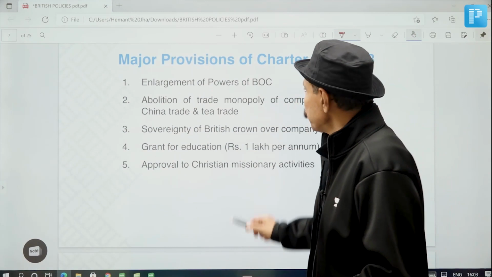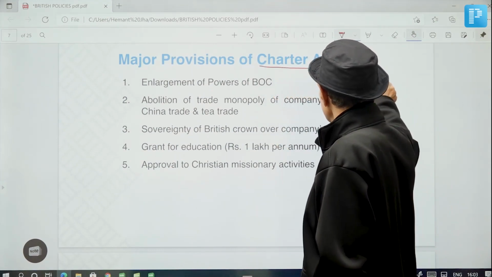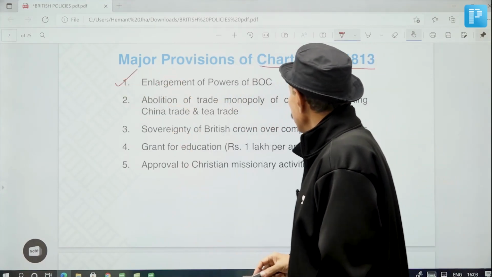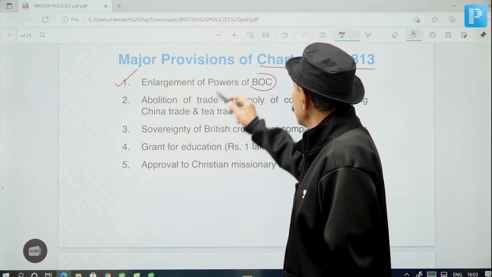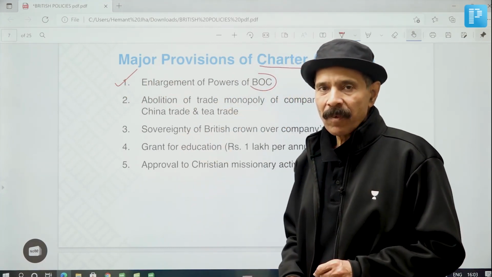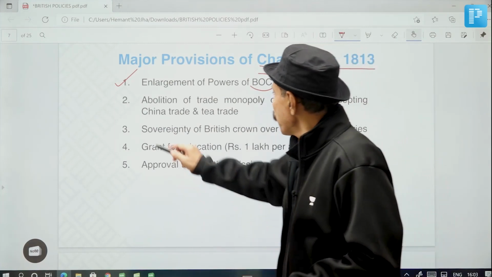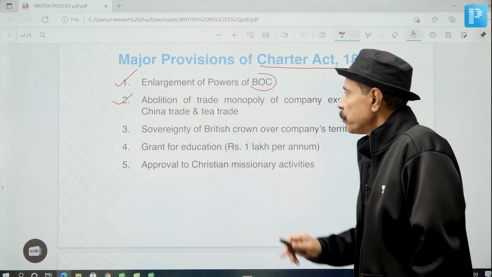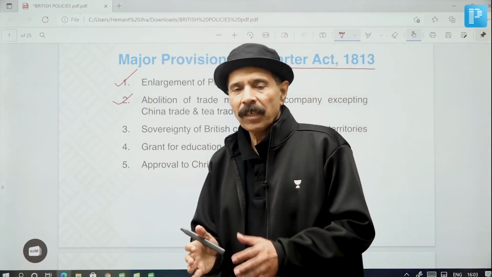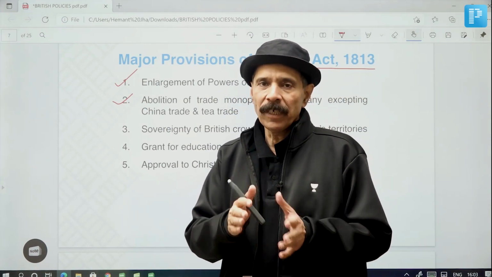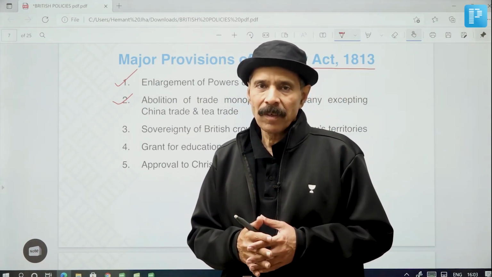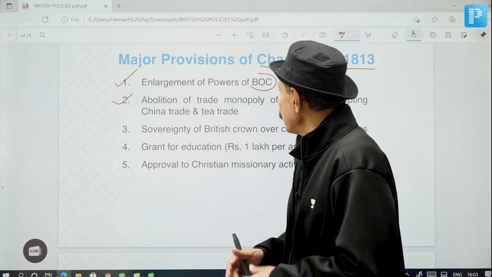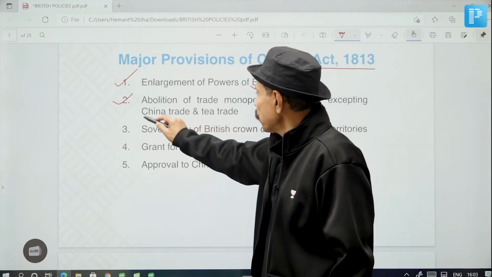And next one is Charter Act 1813. And here the first point is enlargement of the powers of Board of Control created by Pitt's India Act. Next, abolition of trade monopoly of company excepting China trade and tea trade. Company had acquired monopoly rights of trade in the East. Now this act abolished the monopoly rights of the company excepting the China trade and tea trade.